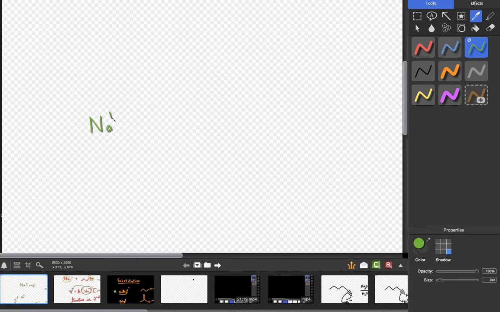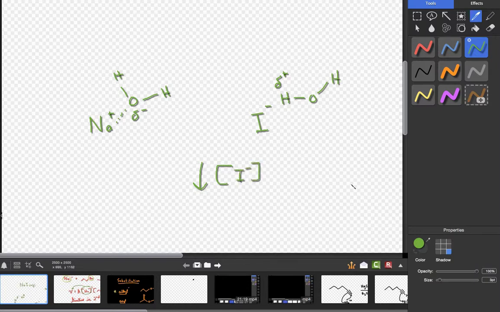Na plus would be sequestered by the partial negative charge of oxygen. Okay, that's cool. But the I minus is going to be sequestered by hydrogen's ability to form a partial dipole. This decreases the concentration of available iodide, and since the concentration of nucleophile is directly proportional to the rate of an SN2 reaction, it's going to hinder the rate of reaction. So that leads us to a solvent preference.